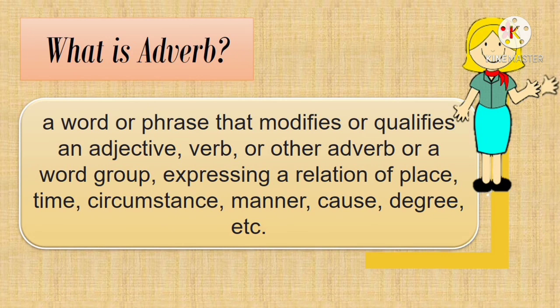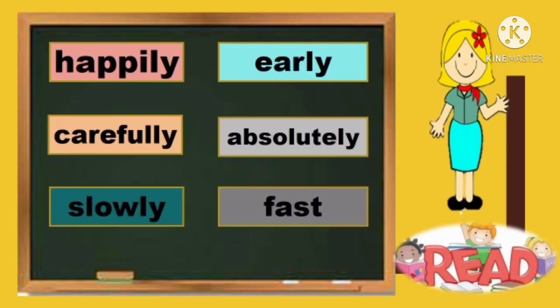By the way, what is an adverb? An adverb is a word or phrase that modifies or qualifies an adjective, verb, or other adverb or a word group, expressing a relation of place, time, circumstance, manner, cause, degree, and etc. So these words are all adverbs. The words happily, carefully, slowly, and absolutely are two or more syllable adverbs. The word fast is a one syllable adverb and the word early is an irregular adverb.